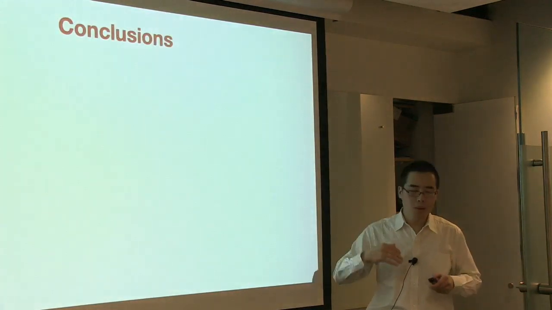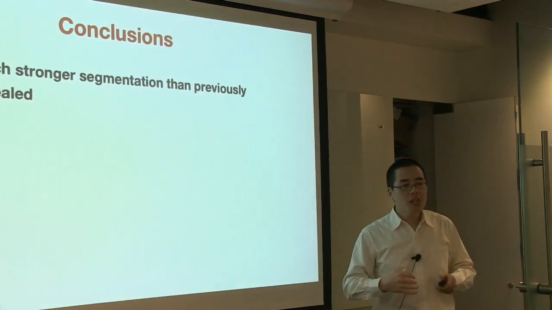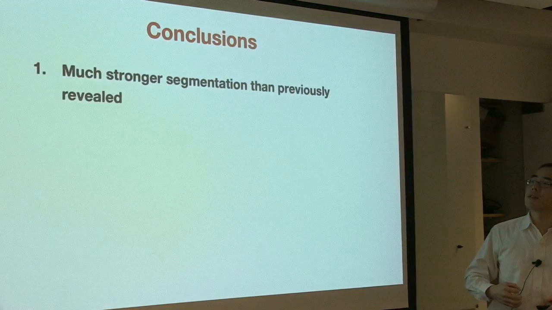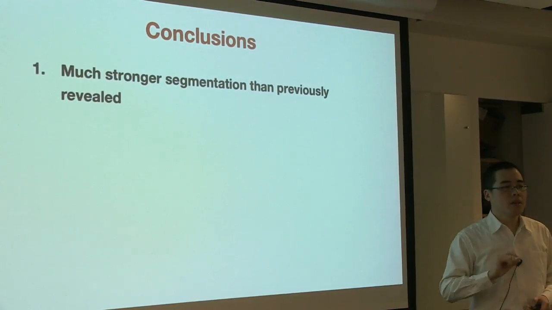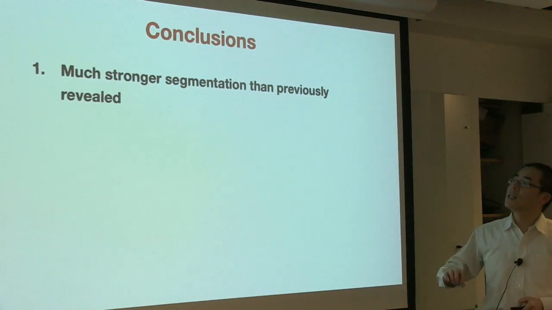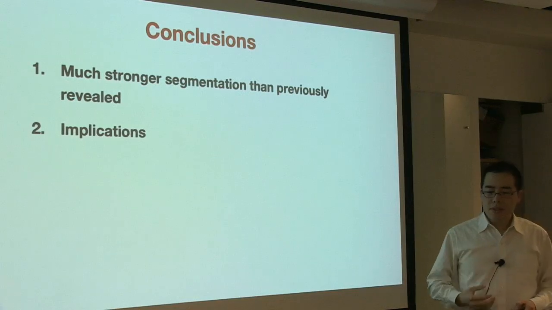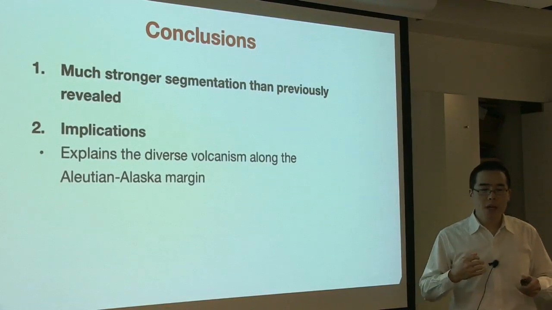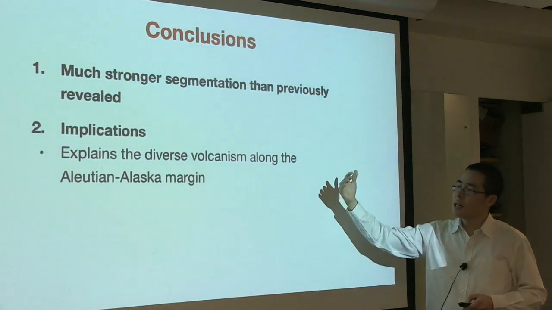Now comes the conclusion, the last slide. We have observed a much stronger segmentation of the subduction zone, not only the slab, but also the mantle wedge and overriding crust, than previously revealed. These segmentations have very important implications for our understanding of the arc mechanism.